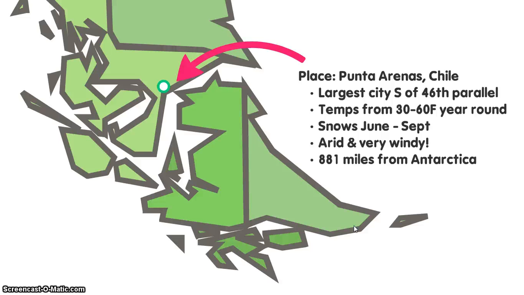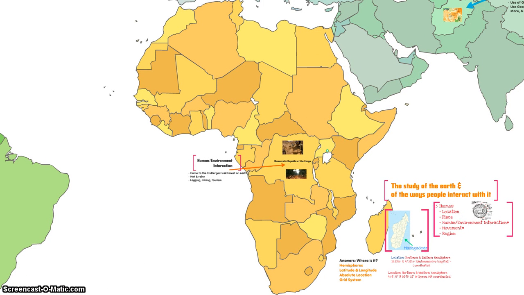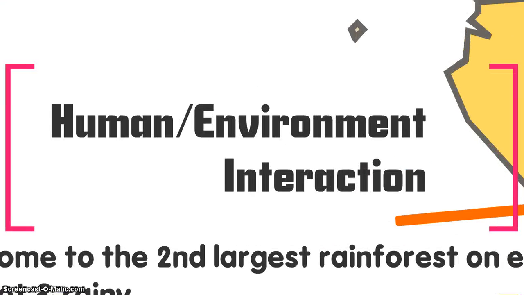So place gives you more specific information, more detail about a truly unique place than location does. Location tells you specifically where it is. Place tells you a little bit more about the actual place. Let's move over to one of our next themes. So from location and place, the science of it, we move to human environment interaction.